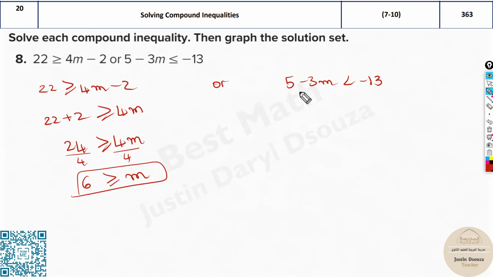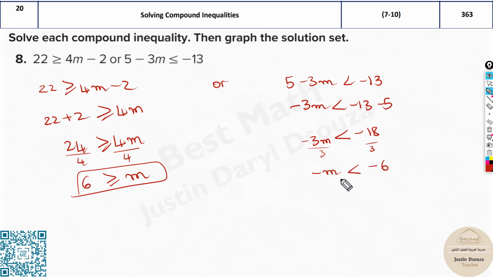Or what is the other condition? Now this is minus 3m. Leave it as it is. Move the 5 to the other side. It'll be minus 3m less than minus 13 minus 5. And what happens here? It's negative 18 minus 3m. Now you cannot change this minus. We can divide both the sides by 3, as long as it's positive, it's fine. It's balanced. So you will have minus m less than negative 6.